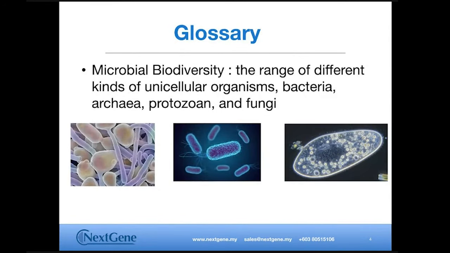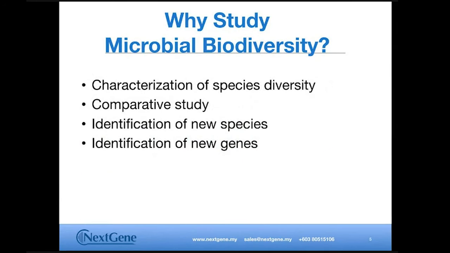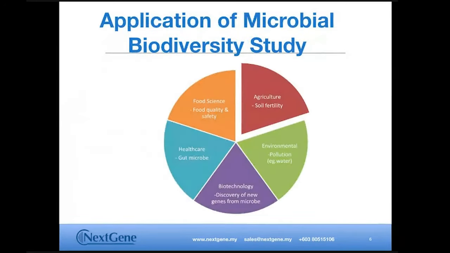In today's context of microbial biodiversity, we are looking at a range of different kinds of unicellular organisms, ranging from bacteria, archaea, protozoa, as well as fungi. Many of you might ask, why study microbial biodiversity? By studying microbial biodiversity, we can characterize the species diversity of organisms in order to monitor changes upon environmental catastrophe and pollution. Other than that, we can also do comparative studies on the differences between microbial communities within the feces of healthy as well as sick individuals. Adding to that, microbial biodiversity study can also lead to identification of new species or genes that encode useful metabolites such as antibiotics. Due to its importance, many fields have adopted the study of microbial biodiversity.